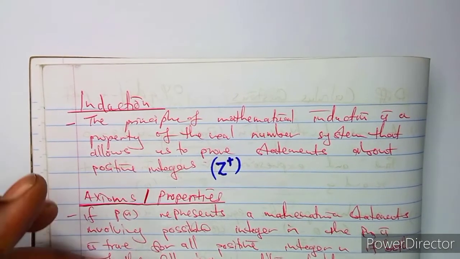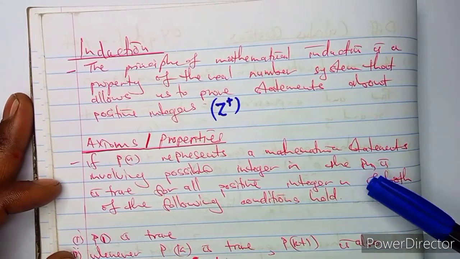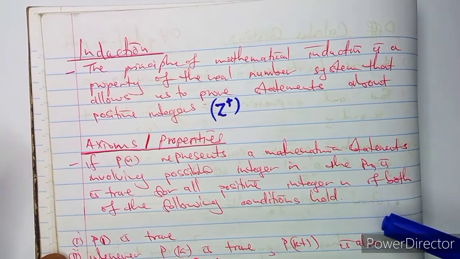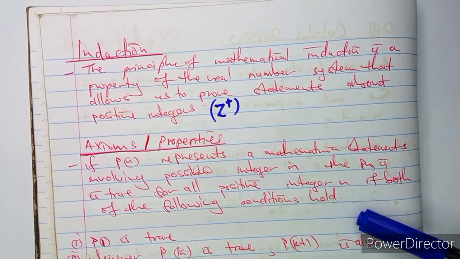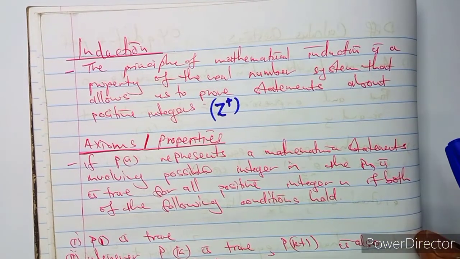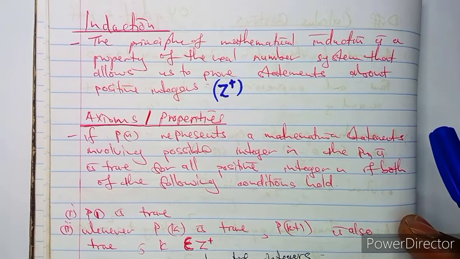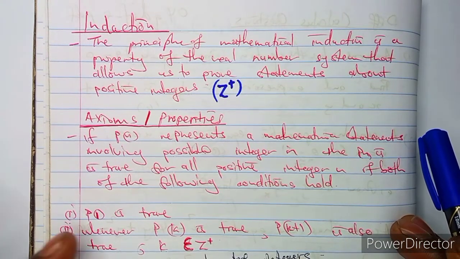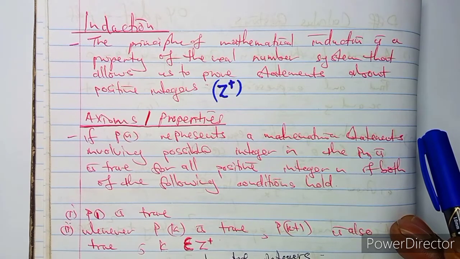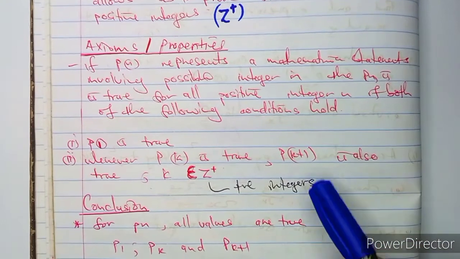I shall explain the properties that we have when working with induction. The first thing is to introduce a statement that you are going to use: let Pn be the statement that you have. Then P1 is supposed to be true by substituting the value n equal to 1, and then Pk plus 1 is also going to be shown.